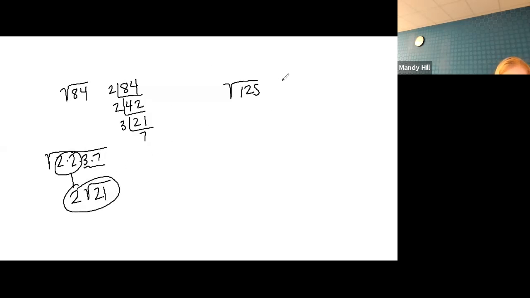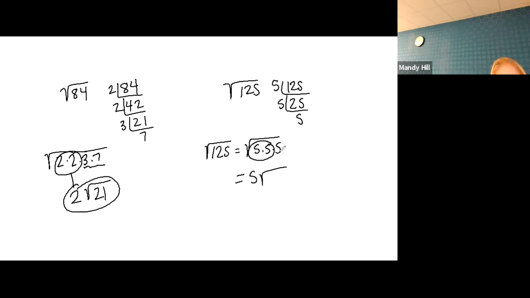That's the reduced version. So we would look at 125. 2 won't go, 3 won't go, 5 will go 25 times. 5 will go into 25 5 times again. And so we've got the square root of 125 is 5 times 5 times 5. We do have a pair of 5s we can pull out. And this 5 is left. It's going to go underneath the radical. So the square root of 125 is equal to 5 times the square root of 5.